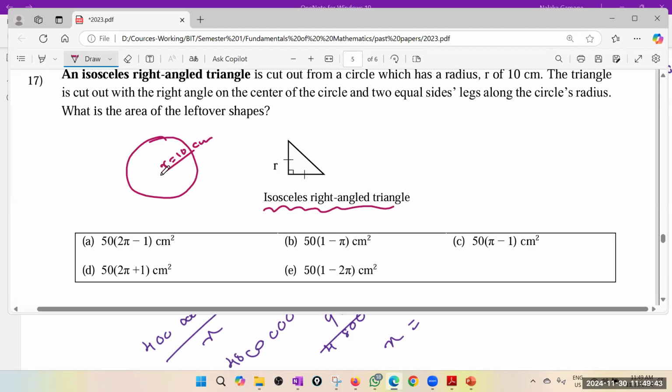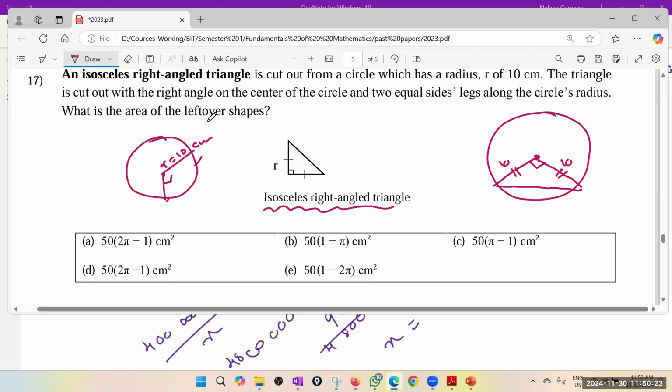The right angle is placed at the center, something like this. So then it must be something like this. Center. And of course it is isosceles because both are the radius, 10 centimeter, 10 centimeter. And this is your other part there. And this is 90. So this is 10, this is 10. Of the circle and the two equal sides legs along the circle radius.